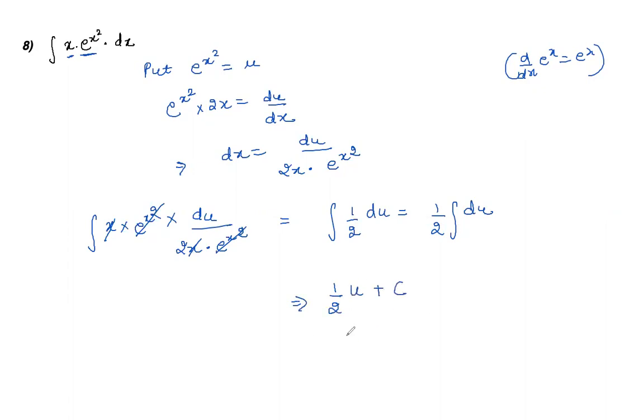Why? Because integration of any constant quantity gives us the variable, that is, if it is integration by dx, it will give us x. So now I'll substitute the value of u, that is equal to e raised to power x raised to power 2 plus c. Fine. So this is the answer for question number 8. So now let's move on to the next question.